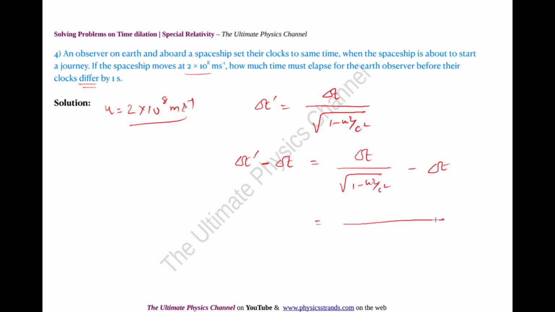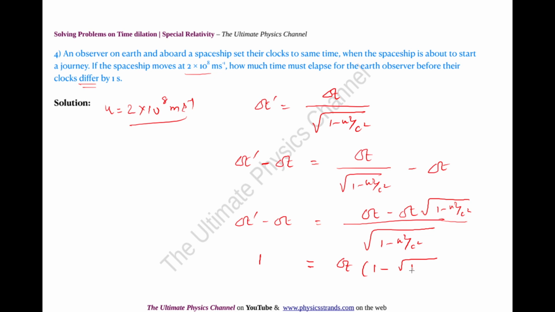So if I take the LCM here, we get del t minus del t times the square root of 1 minus u squared over c squared, and here del t prime minus del t. So the left hand side is 1 second, as asked in the question. On the right hand side, del t is common, I get 1 minus the square root of 1 minus u squared over c squared, divided by the square root of 1 minus u squared over c squared.